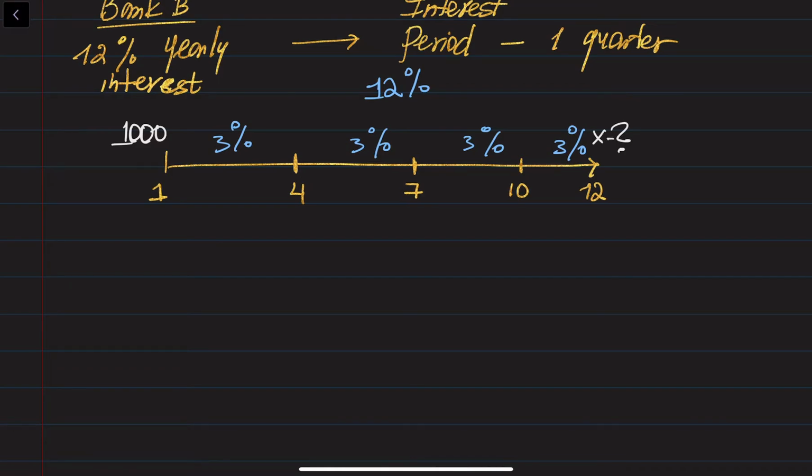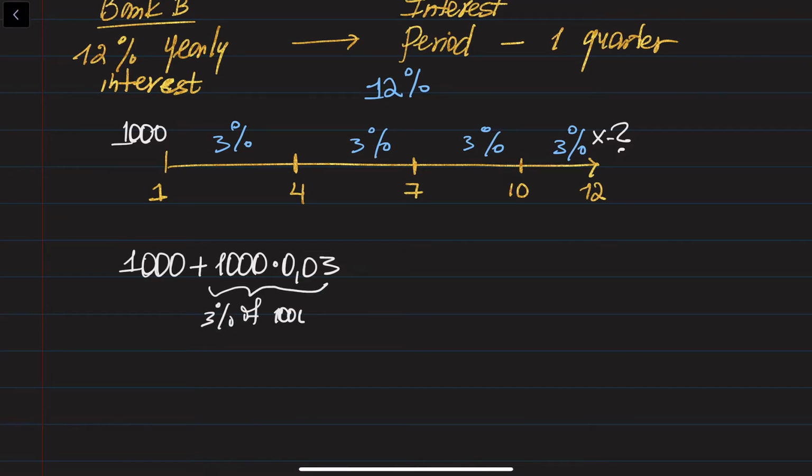So after 3 months, the amount of money which you get is 1,000 plus 1,000 times 0.03, right? Because it is going to be 3% of 1,000. So you can take the 1,000 out of the brackets. It is going to be equal to 1.03, which is what is inside the bracket. So this is going to be $1,030, right? $1,030. So this is what you're going to have here after 3 months.